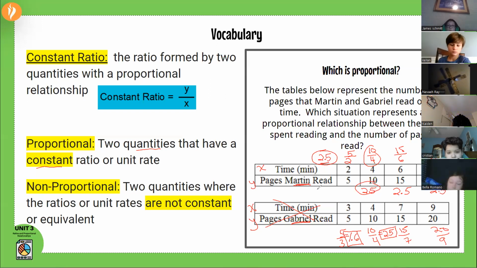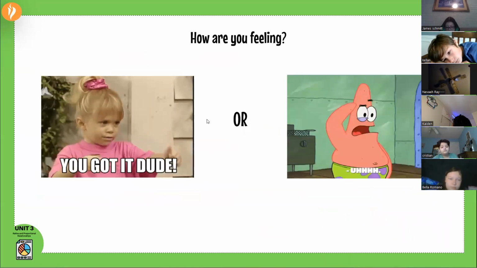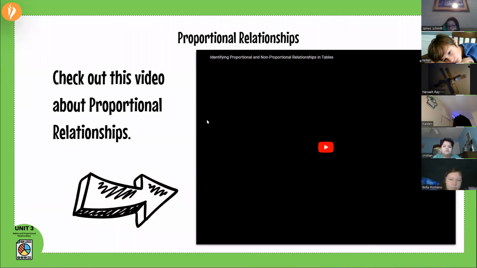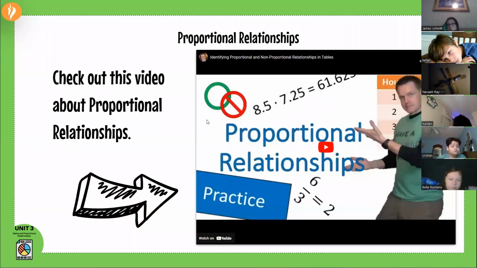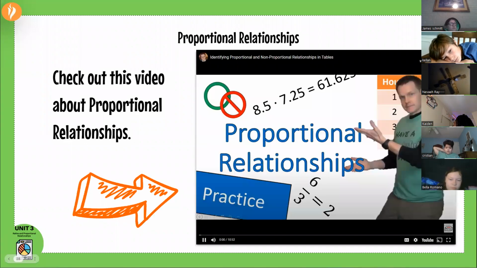Does that make sense, you guys? Yes? I got one thumbs up. Okay. I got more thumbs up. Awesome. All right, what questions do you have right now? Any? No. Okay. All right, let's see what it says. Hey, look, we were right. Martin read at a consistent rate. We got it. All right, so after our lesson, if you need to come back and watch this awesome video about proportional relationships, please do so. We're not going to take the time right now to do it, though.